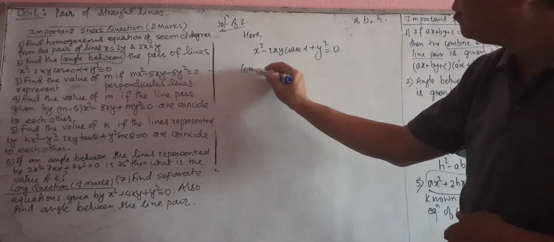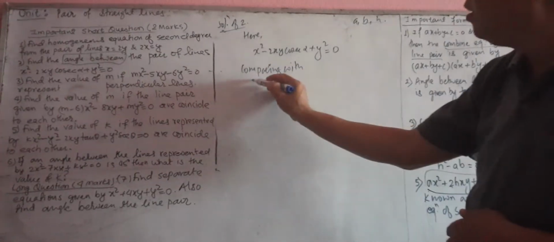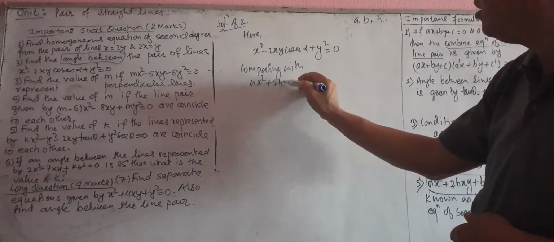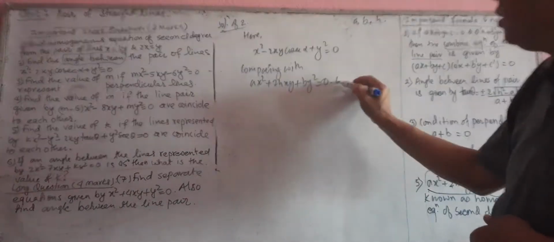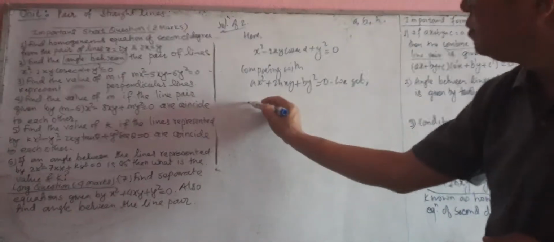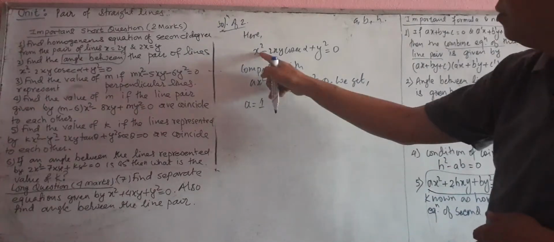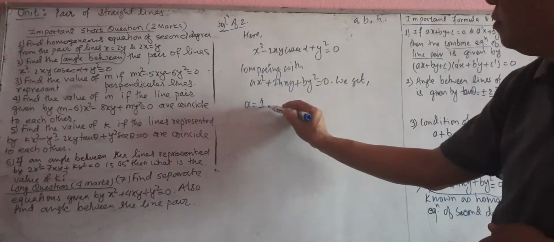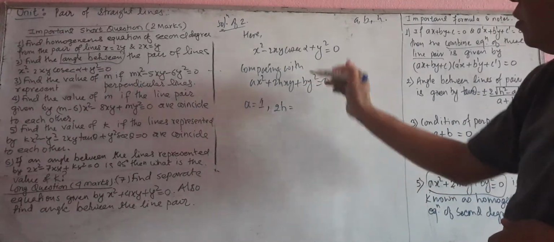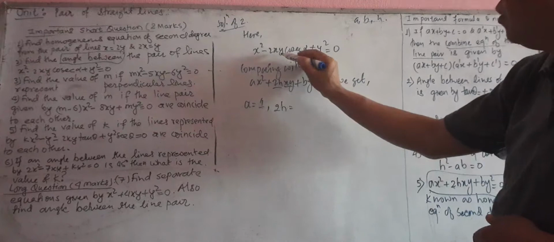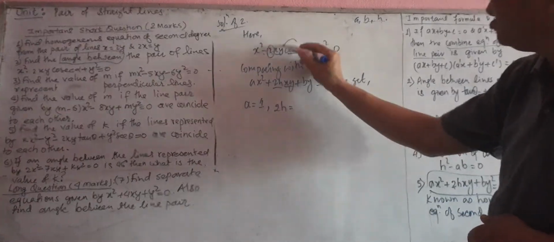So comparing with ax square plus 2hxy plus by square equal to 0, we get a equal to 1. The coefficient of x square is 1. And 2h is the coefficient of xy, so the coefficient of xy is minus 2 cosec alpha.